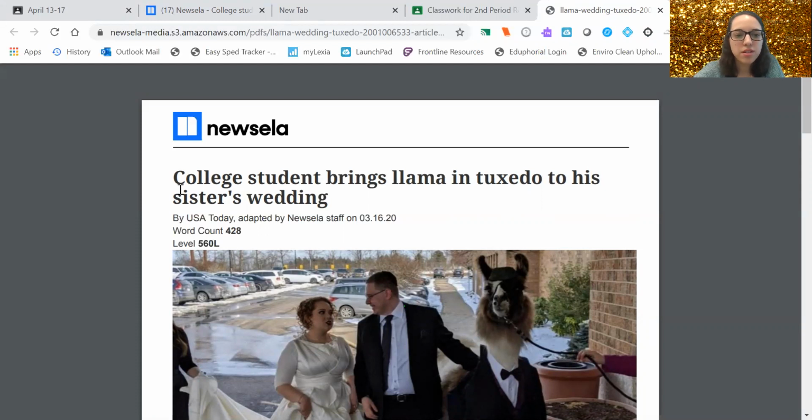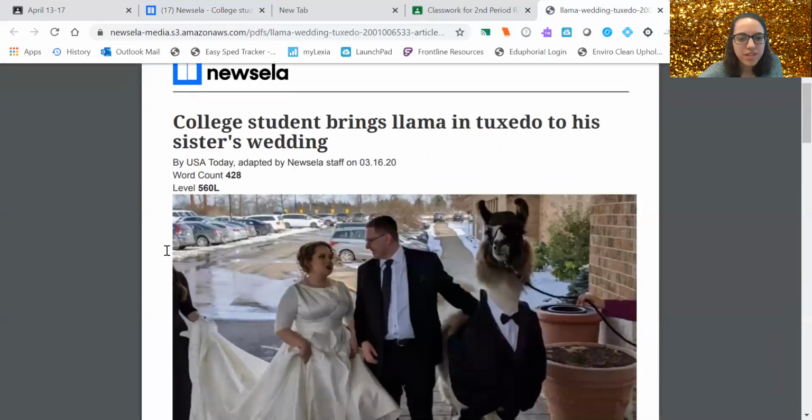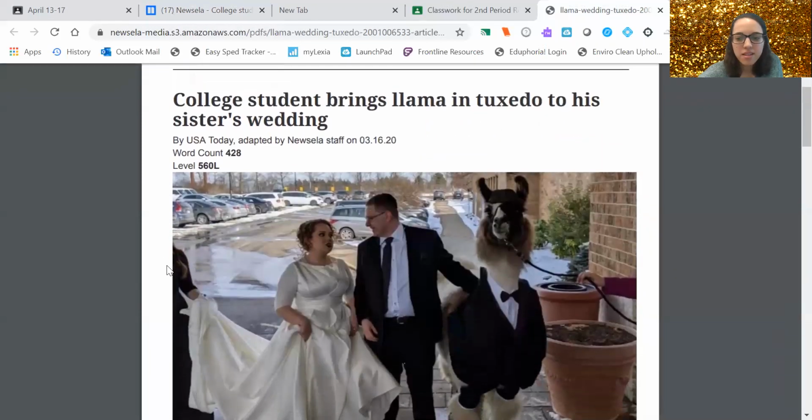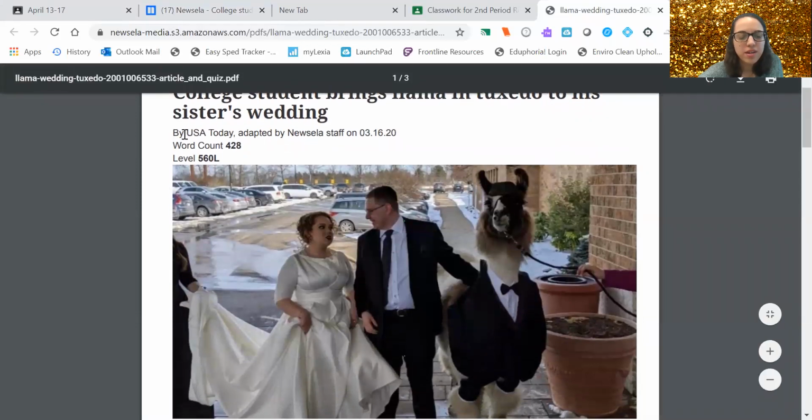Okay, so this article is called College Student Brings Llama in Tuxedo to His Sister's Wedding. I wanted to choose something kind of funny for you guys this time. And it's a very recent article. You know how I always tell you guys to look at where it came from. It was from the news publication USA Today, adapted by News ELA staff on March 16th, 2020.